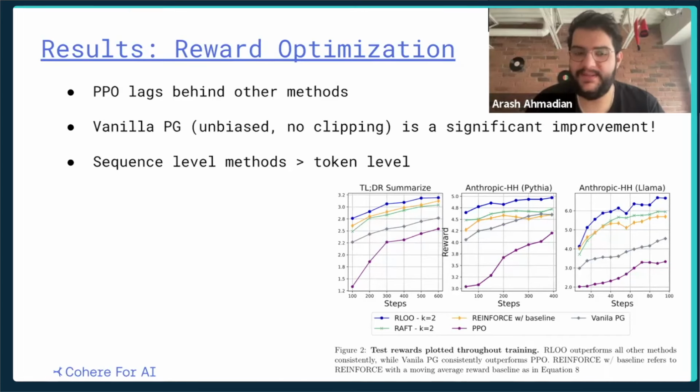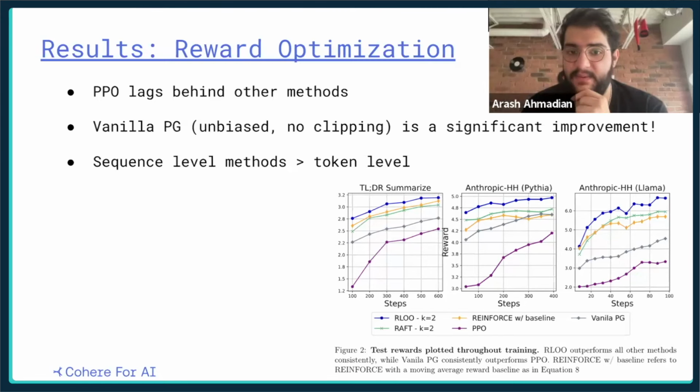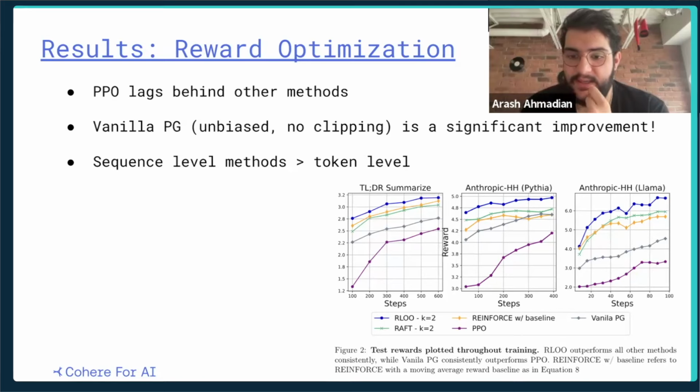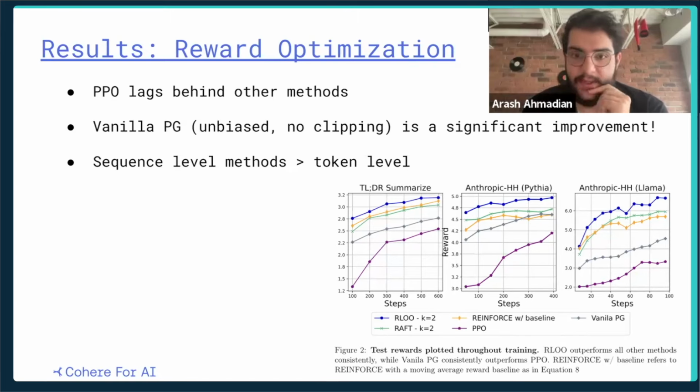The unanimous takeaway here is that sequence level methods, basically ones like RLOO, REINFORCE with baseline, outperform vanilla policy gradient and PPO really. There's also RAFT. RAFT is reward iterated fine tuning, if I recall correctly.